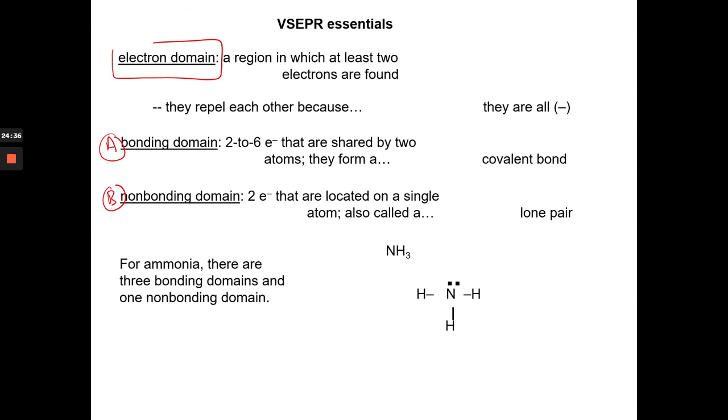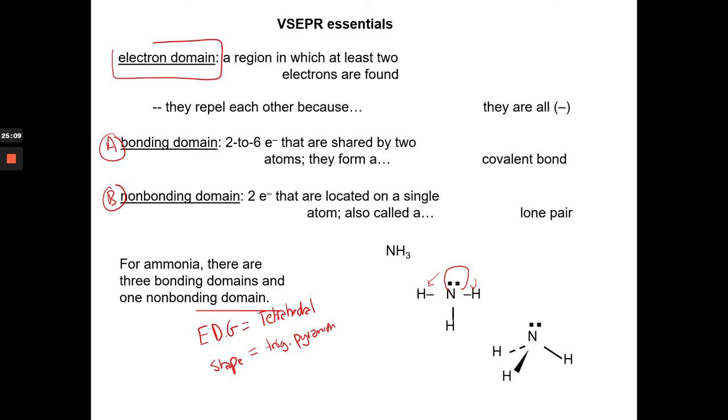Now, it contains 4 total domains, so its electron domain geometry is going to be tetrahedral because it has 4 regions around it. But its molecular shape is not tetrahedral, but trigonal pyramidal because that lone pair of electrons pushes these hydrogens down a little bit, okay? So we always want to be aware of the difference between the term electron domain geometry and what many books call molecular geometry, which I like the term shape for better, the molecular shape. What is the shape of the actual molecules, okay? So they both contain 4 domains there. It's just a matter of if they're bonding or non-bonding.